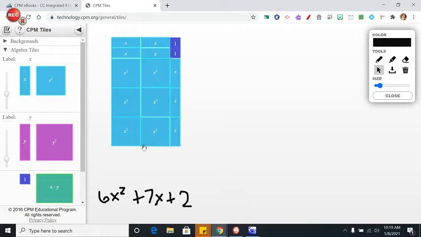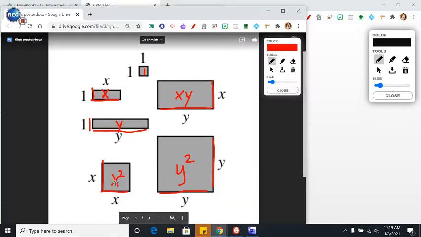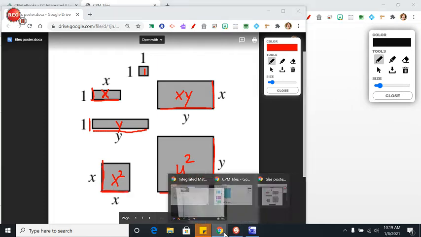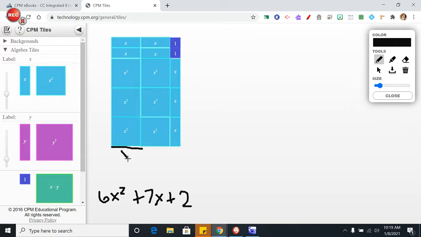So that means I need the length of this tile right here, which is the x squared tile. So I'm going to look at that tile, and I see that the length is x and the width is x. So that means that this is x right here, and this is x right here. This must be x right here. This is x right here, this one. And then this is x right here.